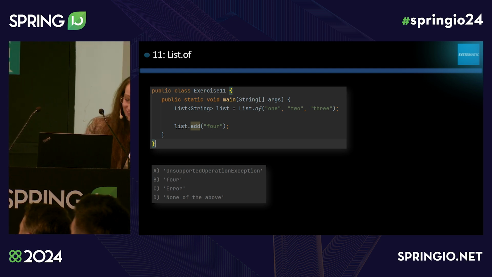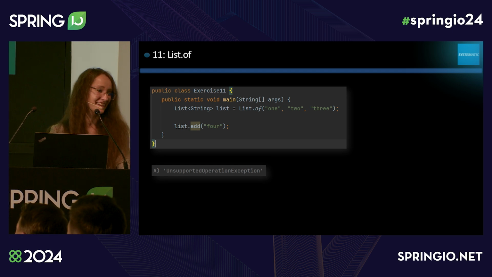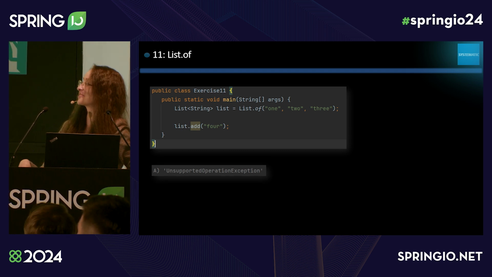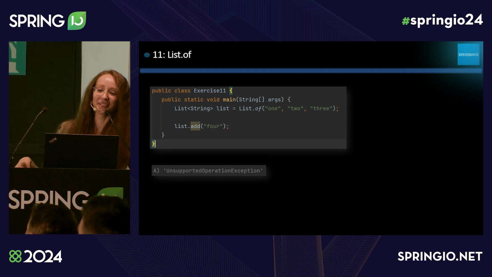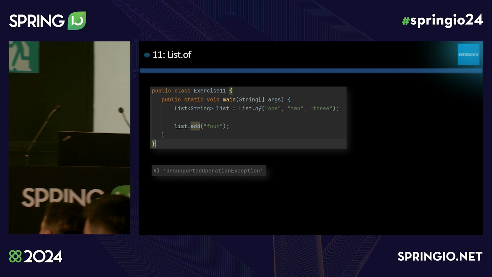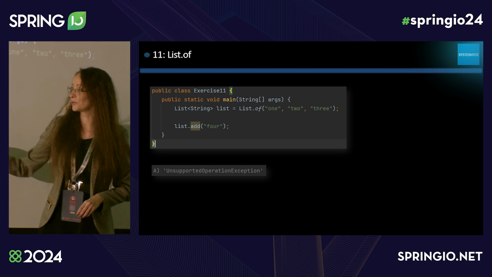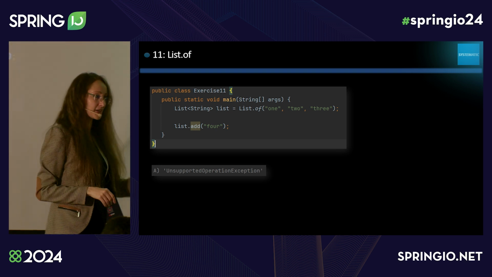So, unfortunately, for those of you that answered none of the above, the right answer was A. Because List.of creates an immutable list, meaning that it cannot be modified after its creation. So when we are trying here to add another item, 4, this is when we get the UnsupportedOperationException.